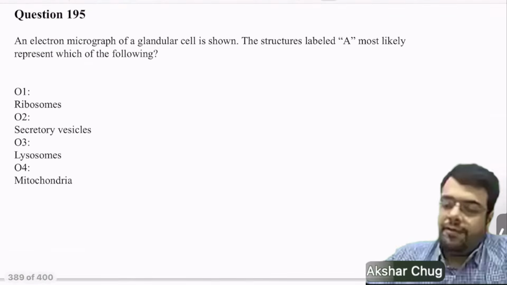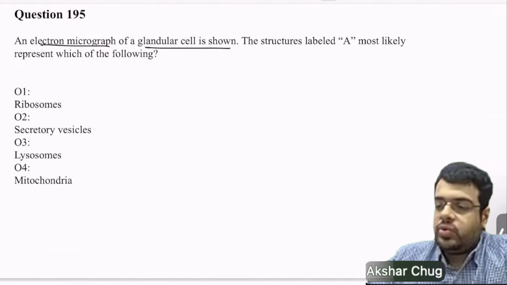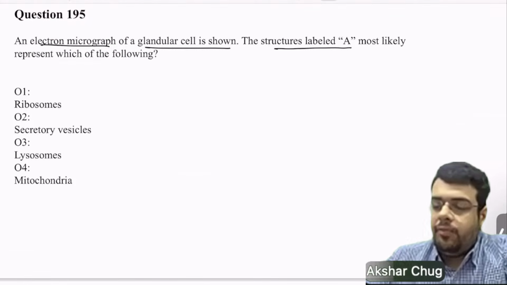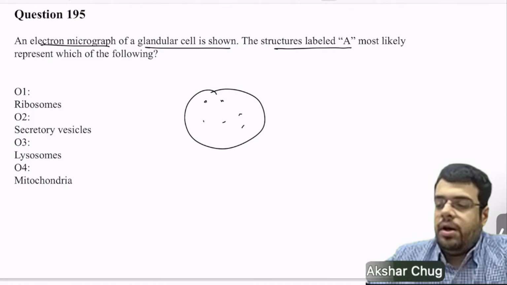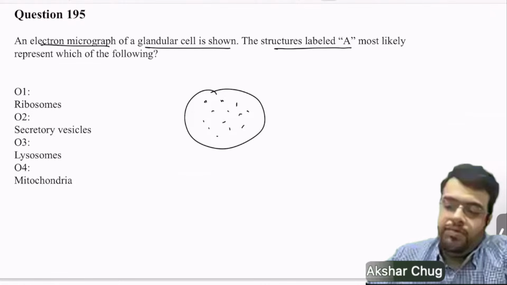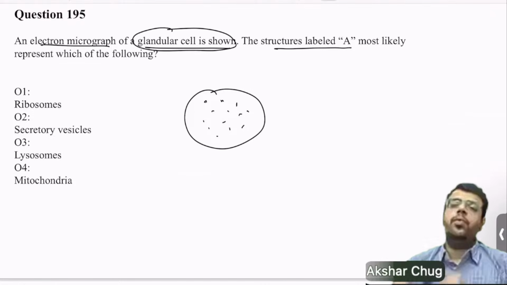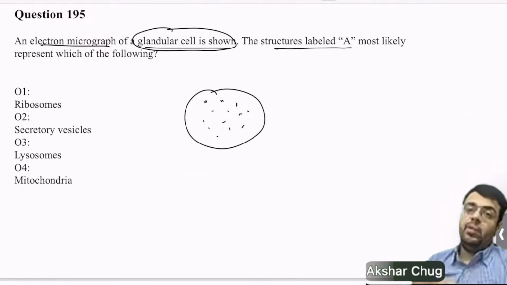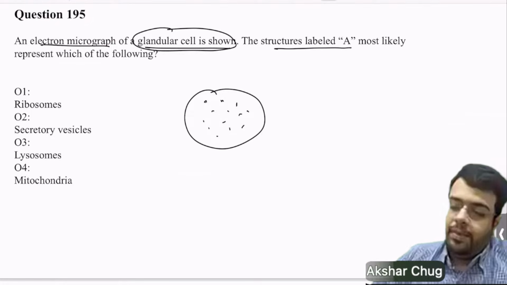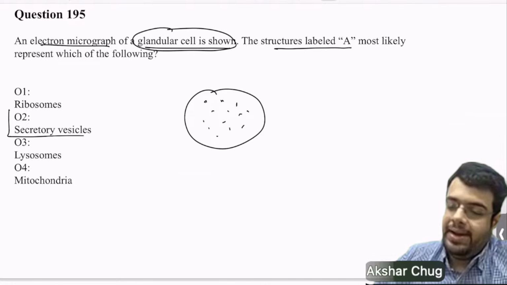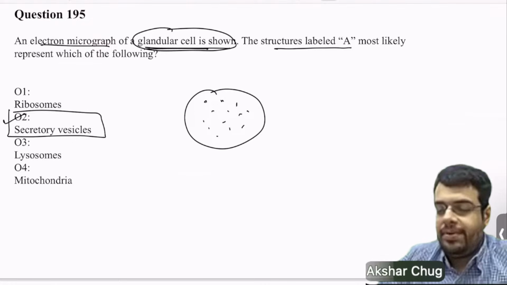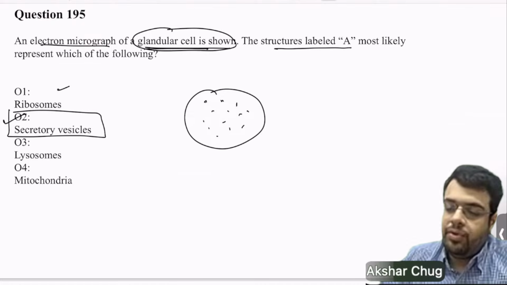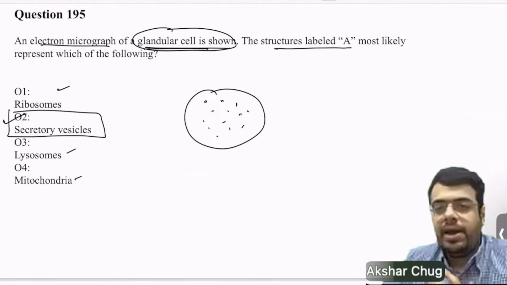Question 195: an electron microscope image of a glandular cell is shown. Structures marked label A most likely represent which of the following? There was a glandular cell with small granules in the cell. Without seeing the image, just by knowing that it's a glandular cell and it secretes, we could easily conclude that these might be secretory vesicles, because only glandular cells will show the presence of secretory vesicles, whereas ribosomes, lysosomes, and mitochondria would be in every cell.